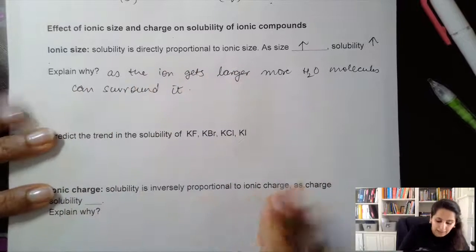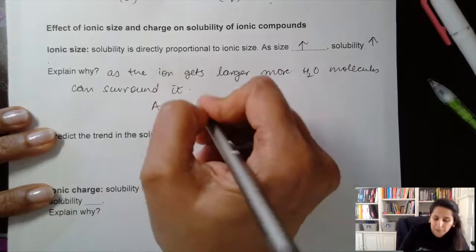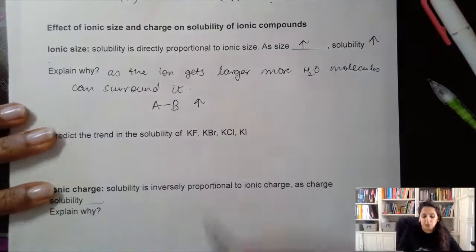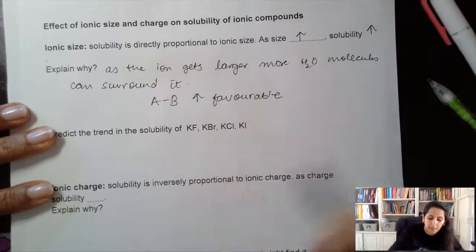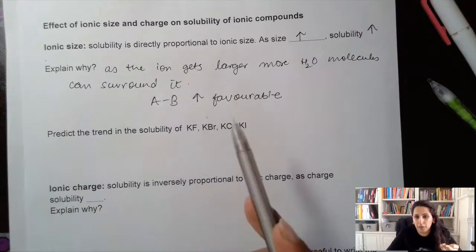So this means that the AB interactions get larger, right? So the AB interactions become more favorable. And that's what increases the solubility of the compound.